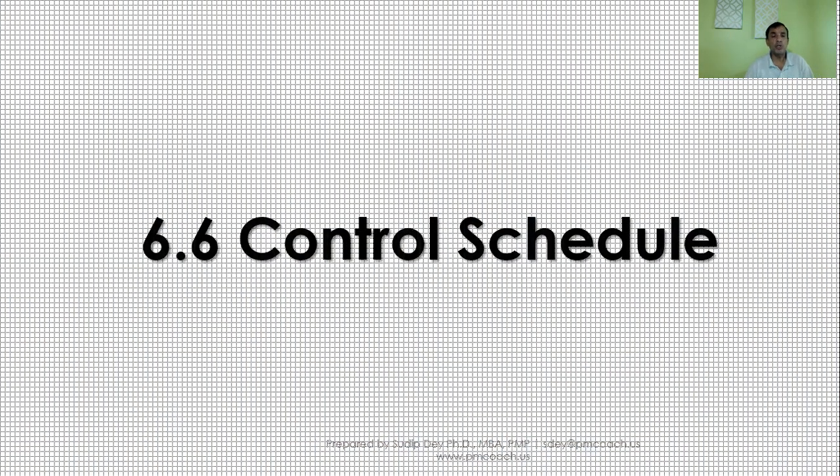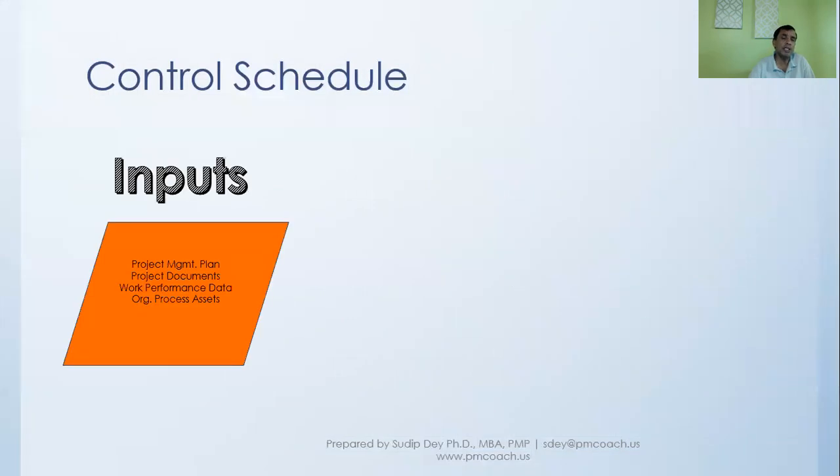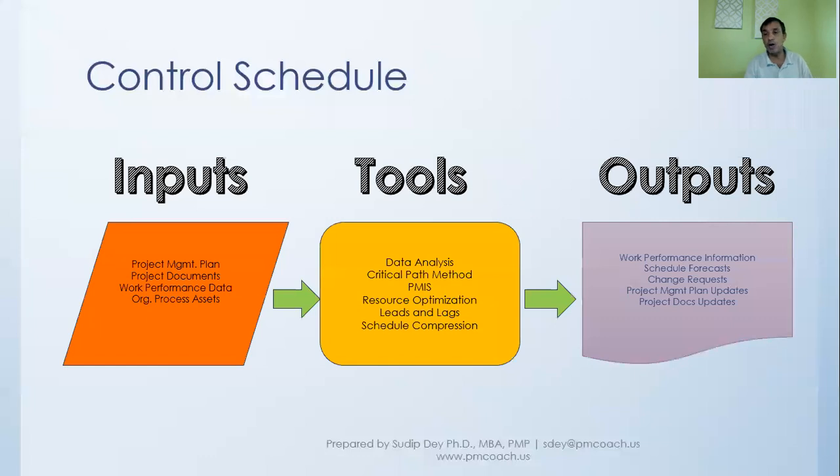Control schedule is the next process. The next process we'll talk about is control schedule. In control schedule, the inputs will be the project management plan, project documents, and work performance data. The tools that we'll use are again some of the tools that we talked about, because control schedule is really about ensuring that we are on track. And the outputs will be work performance information. There will also be change requests, like other control processes.